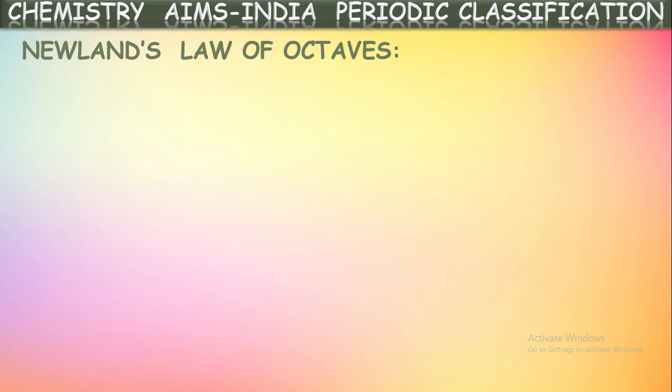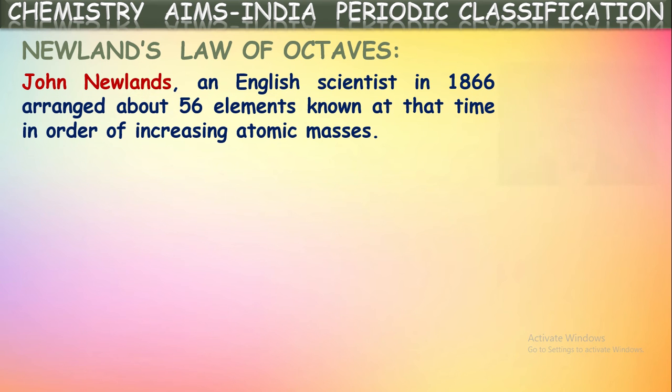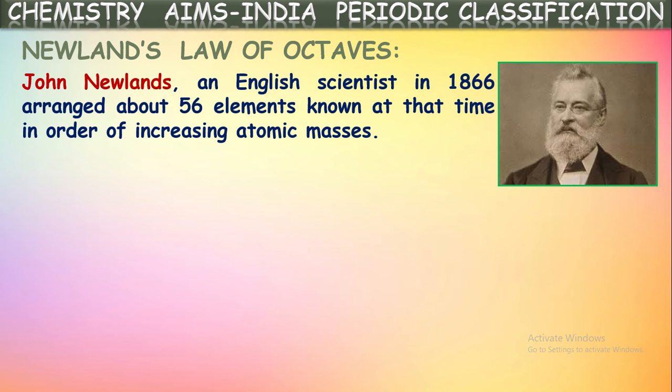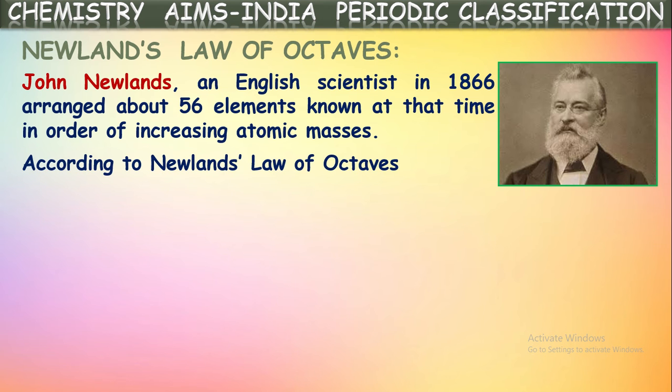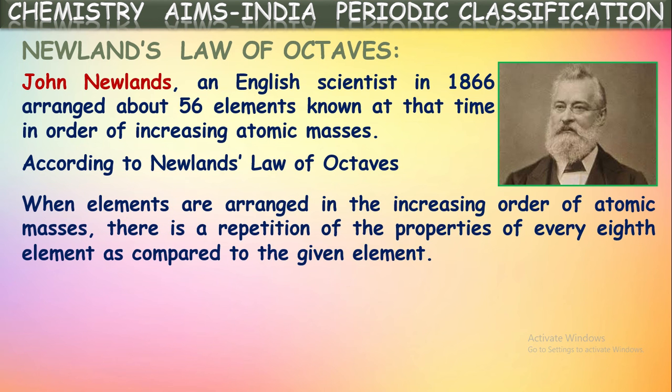Next, Newlands' classification into octaves. John Newlands, an English scientist, in 1866 arranged about 56 elements known at that time in order of their increasing atomic masses. According to Newlands' law of octaves, when elements are arranged in increasing order of atomic masses, there is a repetition of properties in every eighth element as compared to the given element.